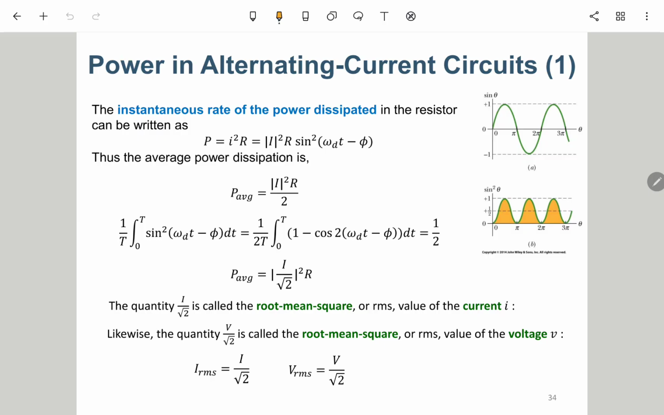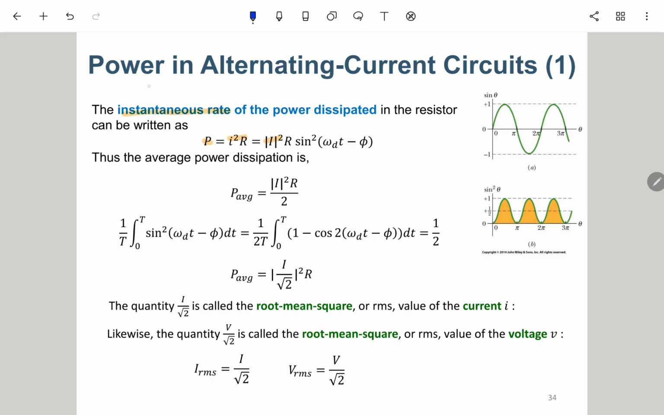So the power dissipation in this RLC circuit connected to an alternating EMF is only this part. P equals I squared R, so it only relates to the resistor. And this is the instantaneous power.